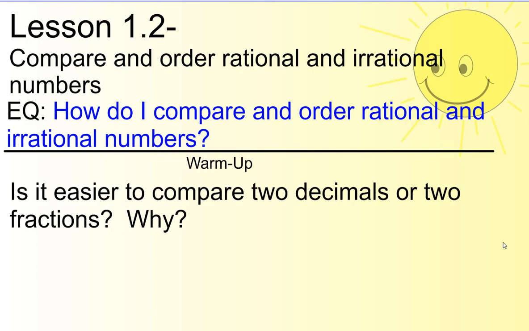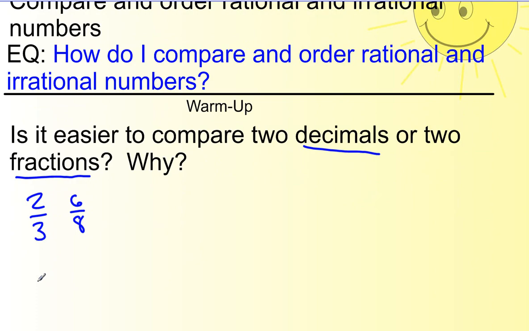So the warm-up question asks, is it easier to compare two decimals or two fractions, and why? Hopefully what you said is it's usually easier to compare fractions. I'm sorry, I lied. It's usually easier to compare decimals. Why? Well, with fractions, to compare two fractions, say 2/3 and 6/8, you have to have common denominators. The common denominator of 2/3 and 6/8 is 24.